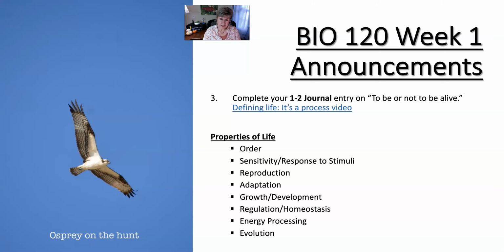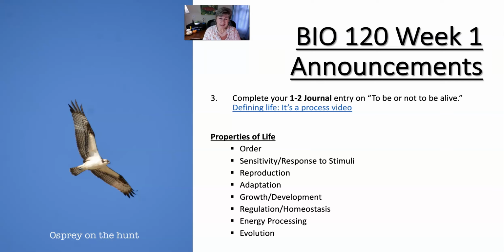Order is that there is order to life. So there are cells that contain organelles that contain molecules, and then tissues are made of cells, and organs are made of tissues, etc., etc. So you get organisms, and then you have ecosystems, right? There's order to life. There's sensitivity and response to stimuli. So an organism has to be able to respond to what is going on in the environment. Because if they don't, how do they know to get out of the way of a predator? How do they keep from being eaten? There are lots of different responses that you can have to stimuli.